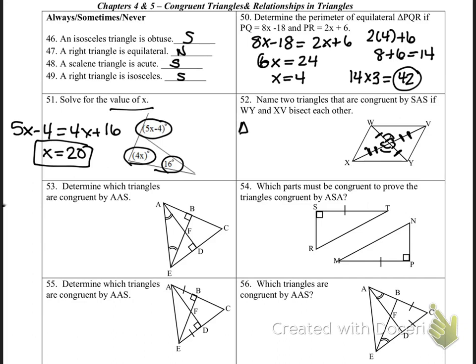So we have triangles WAV, this one right here, is congruent to YAX. So I'm just matching up their congruent parts. And then that means also that WAX is congruent to YAV.